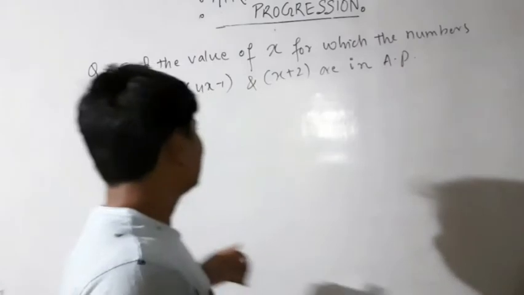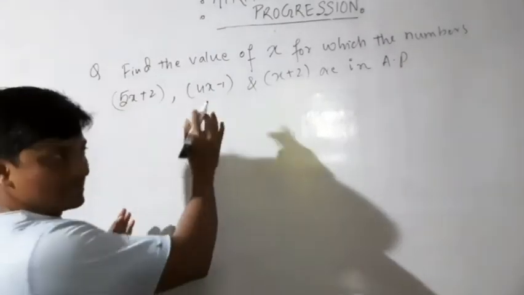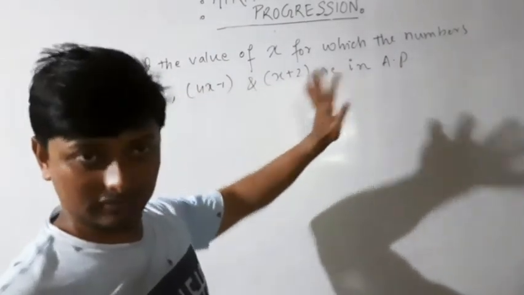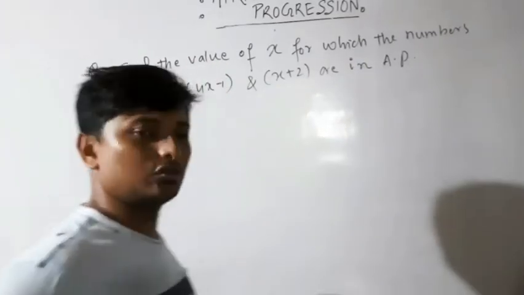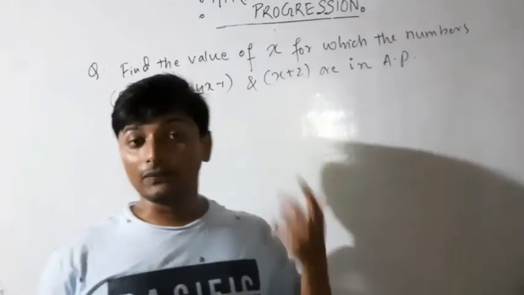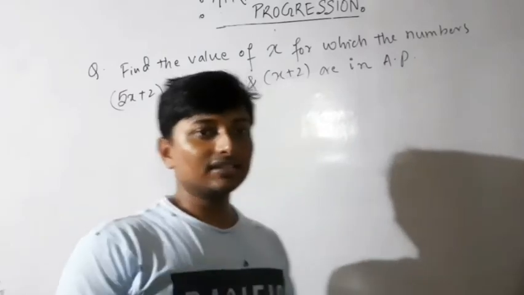Now you will see, they are telling me to find the value of x here, isn't it? And they are telling me they are in AP. They are in AP, you have to find the value of x. Now you must be thinking that they are in AP, so the difference between them is equal, and I can easily find the value, isn't it?